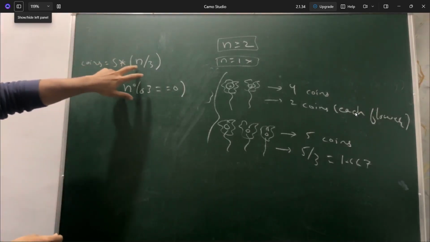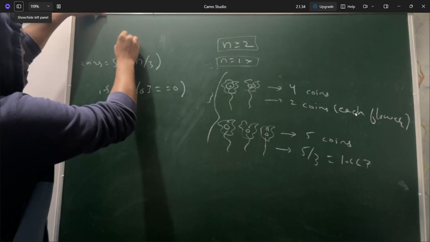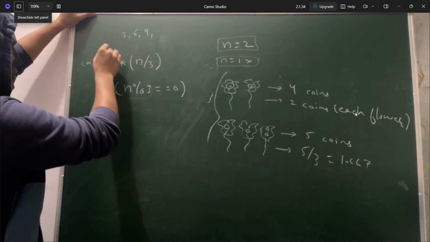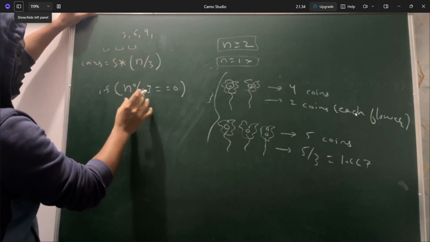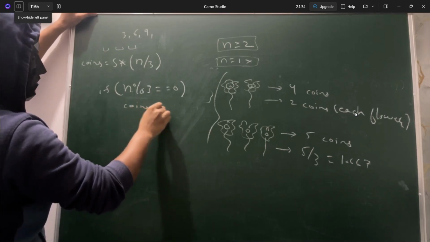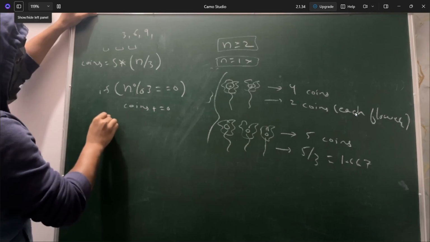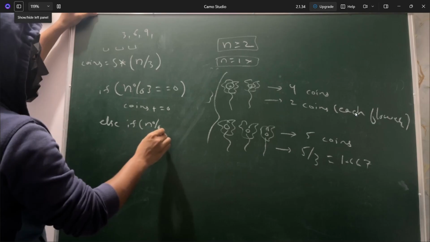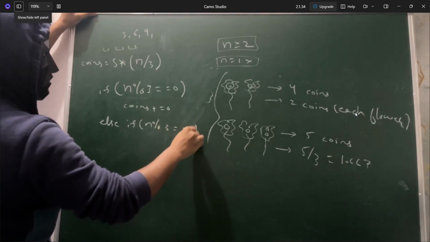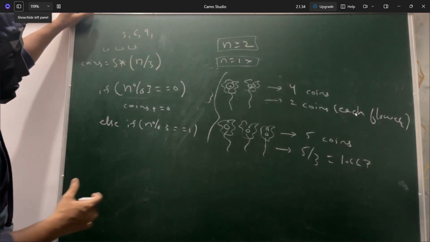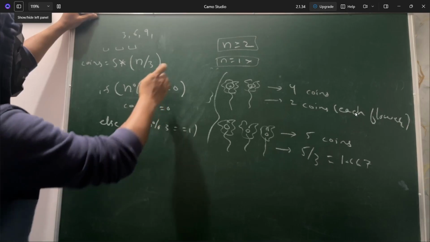Which means n is perfectly divisible by 3, like we have 3 flowers, 6 flowers, 9 flowers. In this case, you can make 3 sets of flowers, so you don't need to do anything. Again, your coins added will be 0. Else if n modulo 3 is equal to 1, which means, as I said, at the end you have 1 flower. Let's say n is 10.